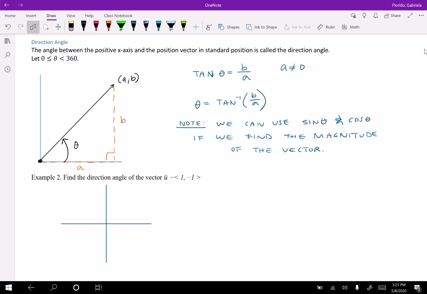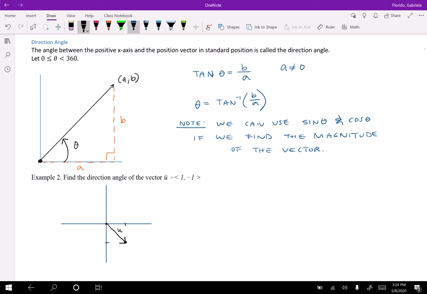Let's graph this. Which quadrant is this vector actually going to live in? We always start at the initial point, and then we're going to go to my terminal point, which is going to be 1 comma negative 1. And that's going to put us in the 4th quadrant. And so here's my little vector u there.